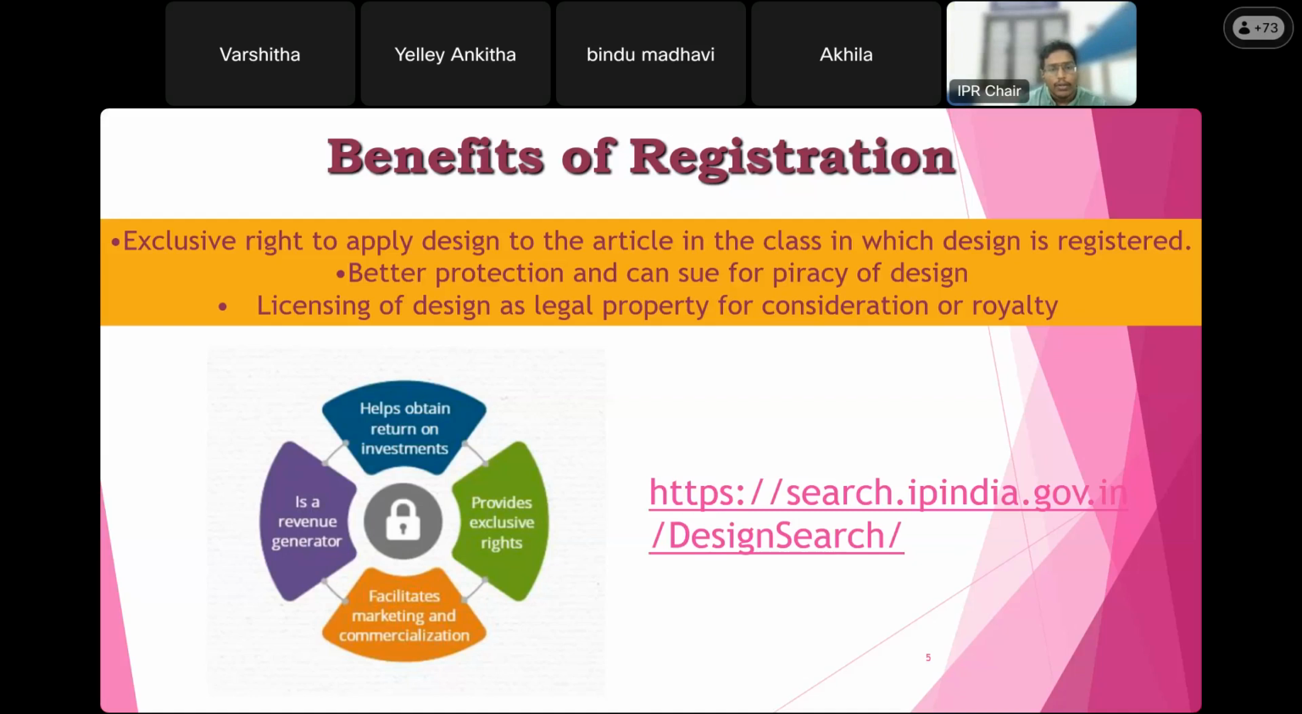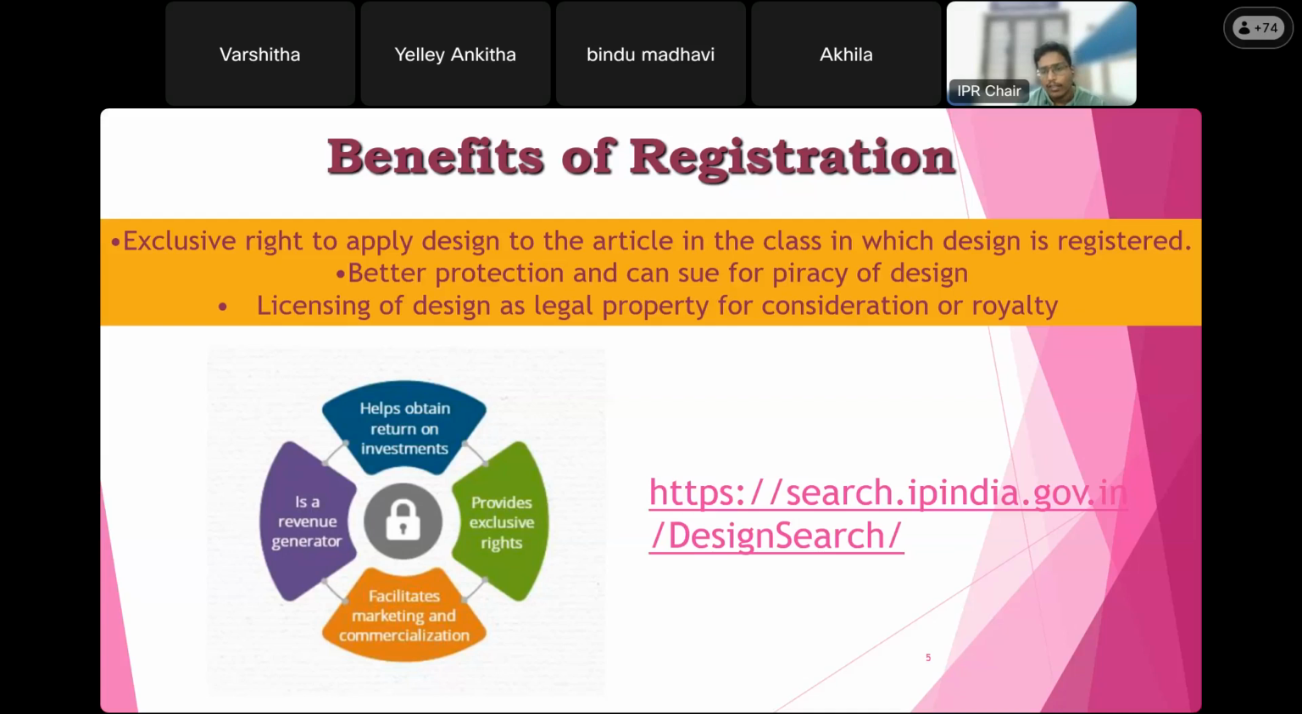So it provides exclusive rights. It provides the exclusive right to exclude others from copying your design, and facilitates marketing and commercialization. Because it is registered, you will have a better market. Wherever the market is, you can go and sell your design, and you can commercialize. Commercialize means you can license it. Through licensing, you can get the royalty. So you can generate the money. So that is what they are saying, and also it is a revenue generator. So these are the benefits of registration.